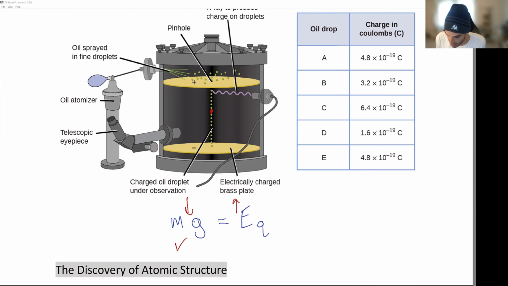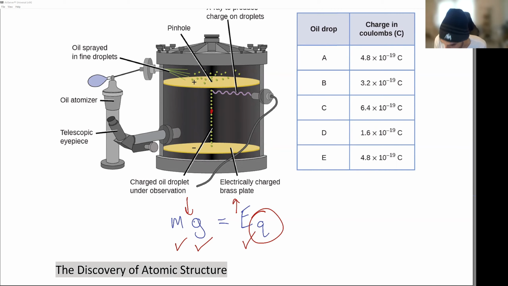I know the mass, I know the force of gravity, I know the level of the electric field because I've been adjusting it to get it to stay in the middle. That leaves us with charge. If I know the charge of this thing, that is going to tell me overall the charge.